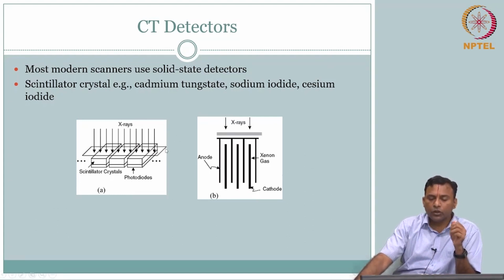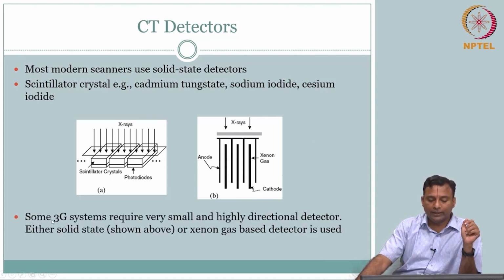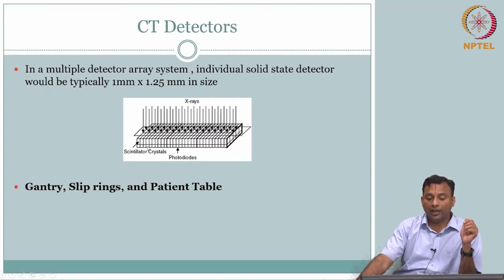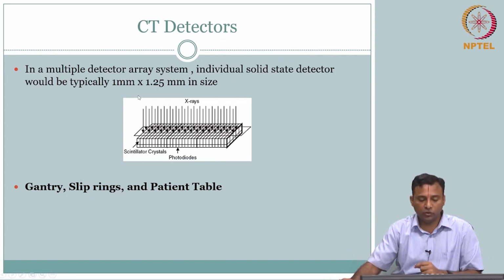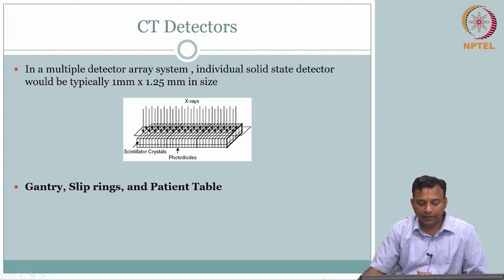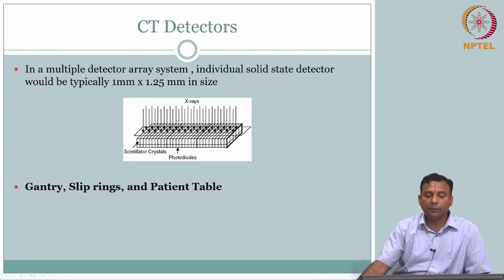Okay. So towards the end, what happened? The line array was there. The development of this led to 3G systems requiring very small directional detectors, so a xenon gas based detector was used. But like we said, more advanced scanners nowadays are not just one line, we are talking about arrays of this, two dimensional arrays, right. So you have one array, and next to it several of them, one row, next row. Okay. So in a multiple detector array system, the individual solid state detector is now about 1 mm by 1.5 mm.